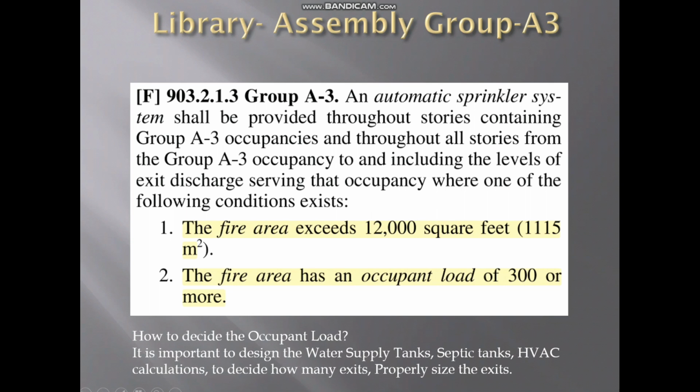What is the size of the exit? So for these other purposes also, we need to have the occupant load of the buildings. So now we are very clear that our basement should have the automatic sprinkler system. Our assembly A3 library should have the automatic sprinkler system from the ground floor to the last floor.